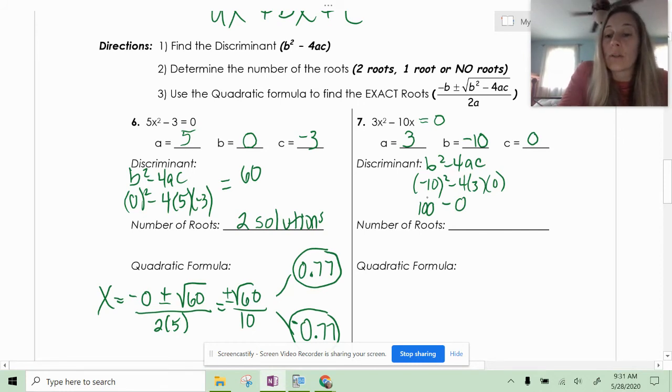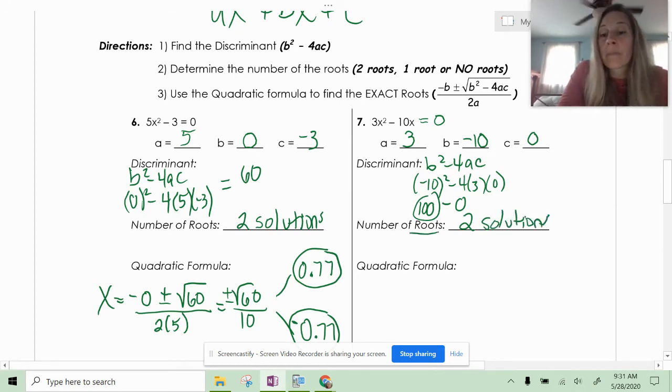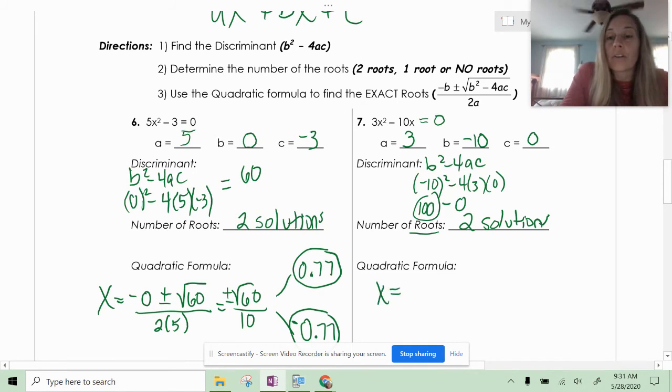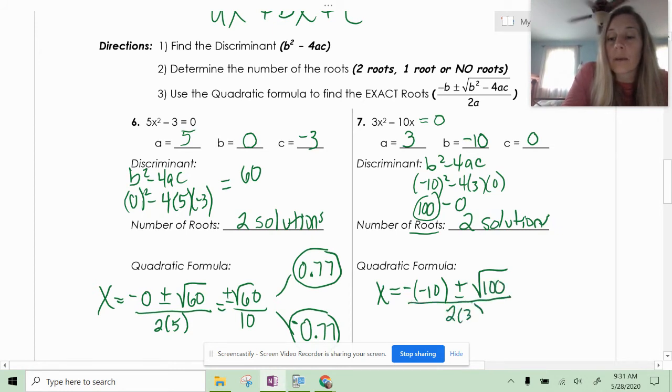So this is going to become 100 minus 0 because all those get multiplied to 0, so they cancel out. So we just have 100, which means it's positive, so there would be 2 solutions or 2 roots. So finishing it up with the quadratic formula, I would have negative 10 plus or minus the square root of 100, since that's my discriminant, over 2 times 3. So that becomes positive 10 plus or minus 10 over 6.